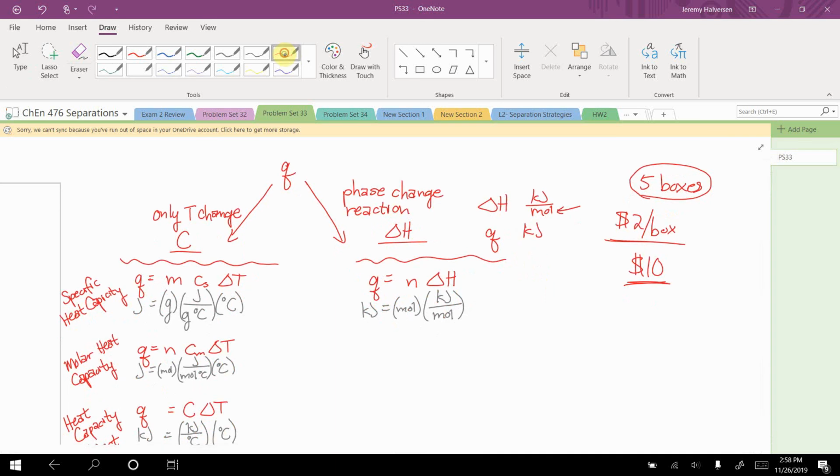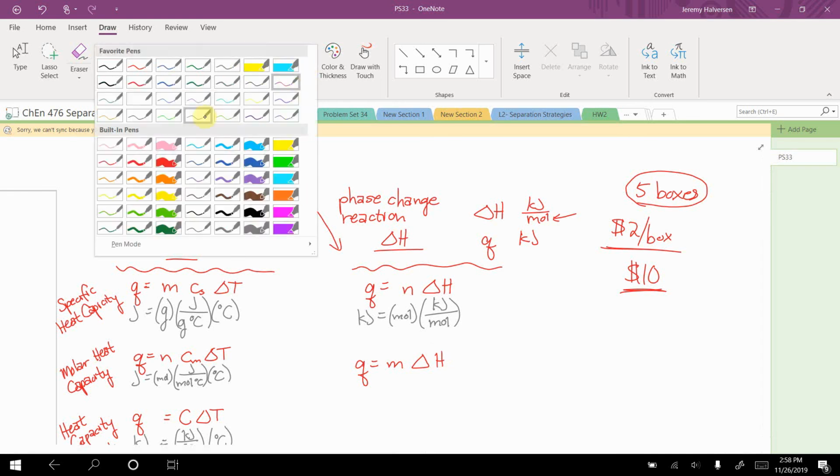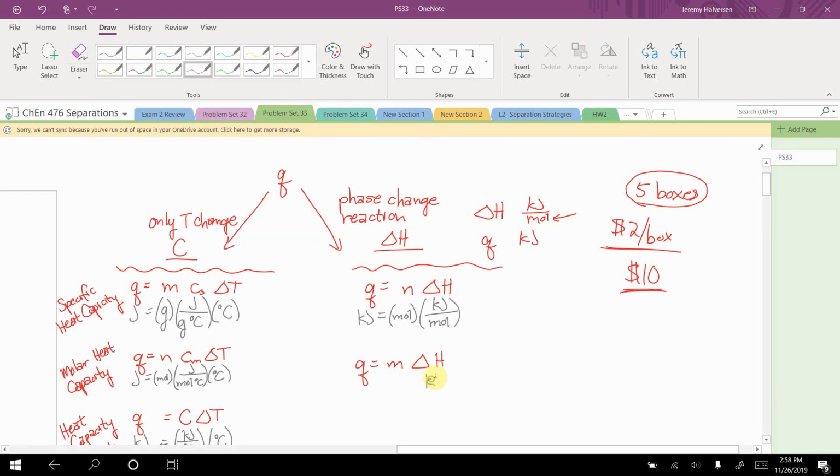Sometimes you will also see Q equals m delta H. All that means is that my enthalpy was provided in kilojoules per gram. If it's kilojoules per gram, should I multiply by moles? No, I should multiply by grams, and that will give me kilojoules. Similar to the change in temperature equations, these two equations are exactly the same. You just need to check your units as you're doing the equation.